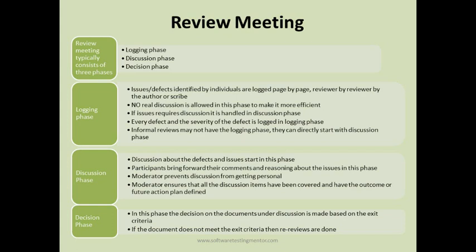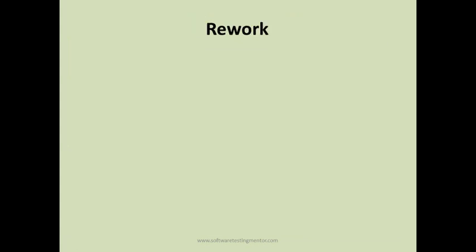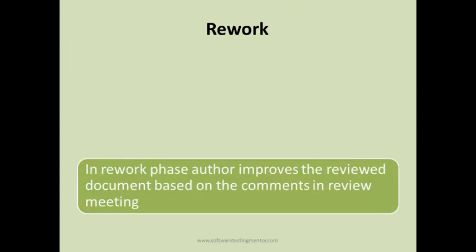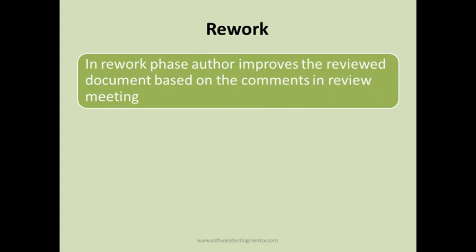If the document does not meet the exit criteria, then the moderator decides that a re-review needs to be done. If the document meets the exit criteria, then the document can be marked as passed. So these are the main three phases in the review meeting. Then after the review meeting, the next phase is the rework phase. In rework, the author improves the reviewed document based on the comments in the review meeting.